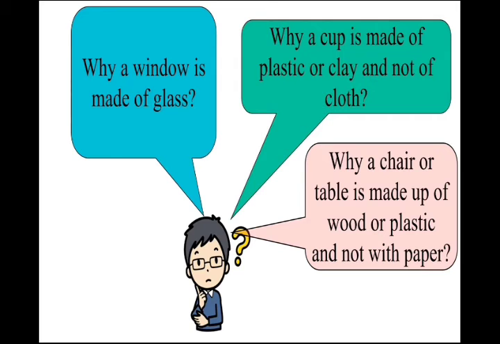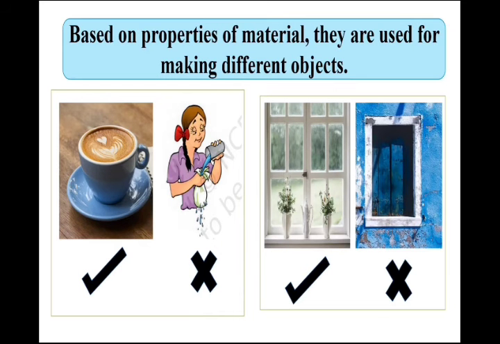Now we know that there are varieties of materials and these varieties of materials are used to make different objects. But how do we decide that a particular material is suitable for making a particular object? Why is a window made of glass? Why is a cup made of plastic or clay and not of cloth? A chair or table is made of wood or plastic and not of paper. What is the reason for this?